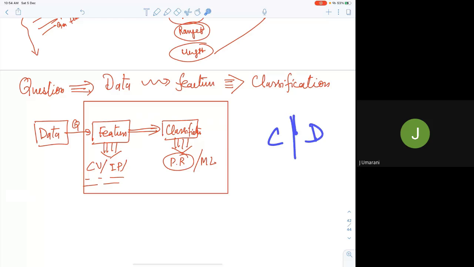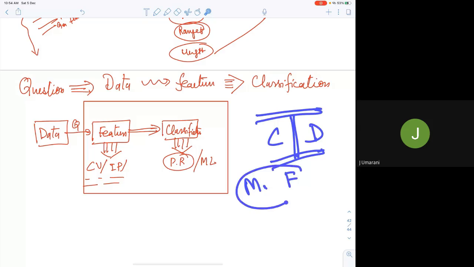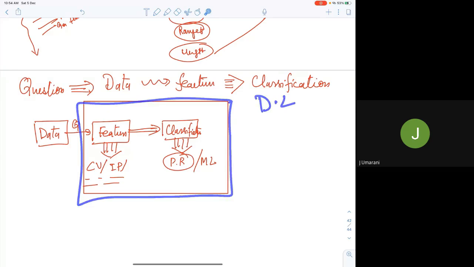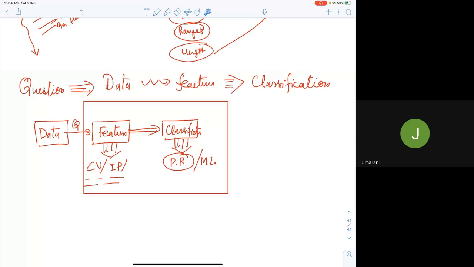So what is going to happen in the case of deep learning is that everything is combined into one single block, and that single block tells you both of these things are working in sync, and questions need to be designed in such a way that they can actually be given to the classifier so as to solve the final classification problem.